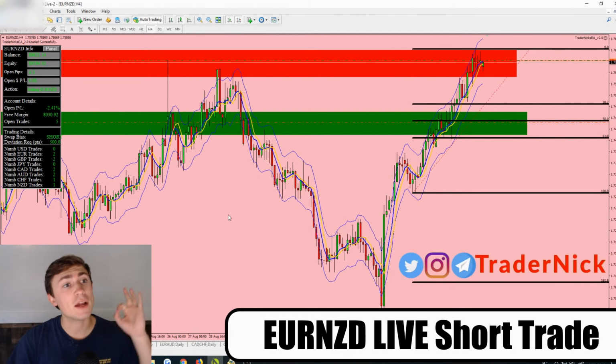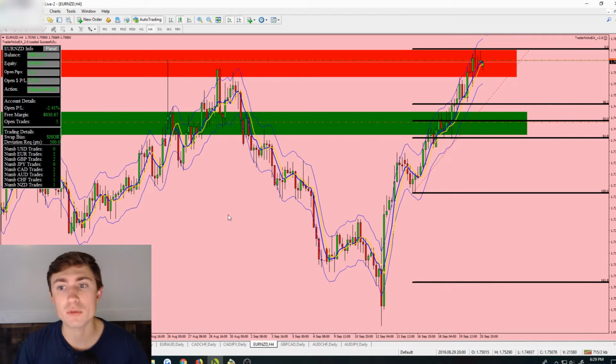Taking a look here at Euro New Zealand. I'm going to be doing a little recording of my account where I'm going to be taking a swing trade to the downside on this particular position, and I'm going to share the logic behind the trade. Start to finish, we'll watch how this trade unfolds, and I'm going to keep you guys in the loop as we go forward. Let's get into the video right now.